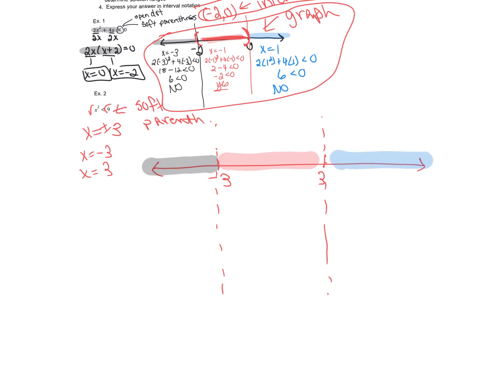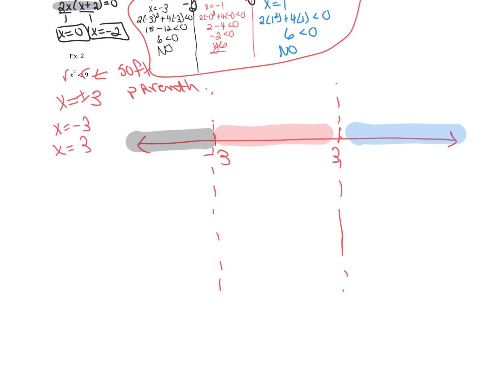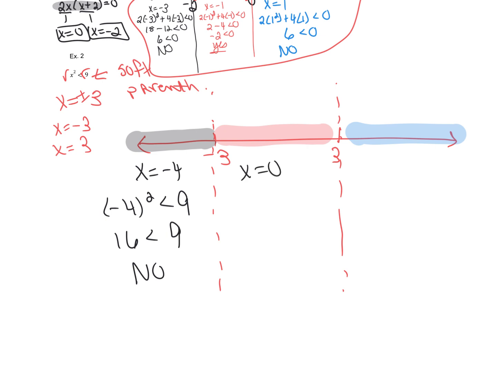Okay, so let's take a look here. If I want to pick a nice, easy number less than -3, that would be on that gray part, I would say x equals -4. Well, -4 squared is less than 9? -4 squared is 16. 16 is, in fact, not less than 9, so that's not going to be part of our solution. For a number between -3 and +3, the easiest number would be x equals 0. So for x equals 0, we have 0 squared is less than 9, and 0 is less than 9, so that's going to be a yes.